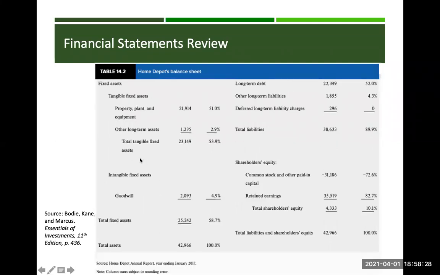Here's the rest of their balance sheet. I had fixed assets up there. Then there's these intangible fixed assets. Goodwill. Patents are oftentimes included in intangible assets. Total assets, 42.966 billion in total assets.